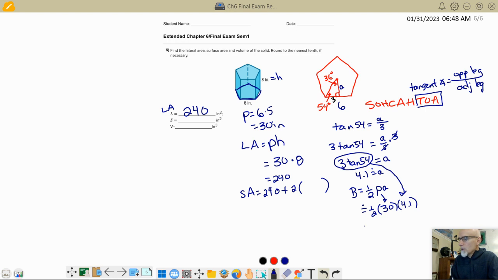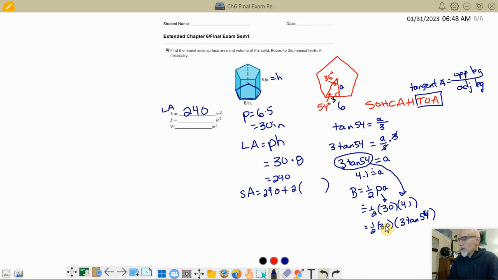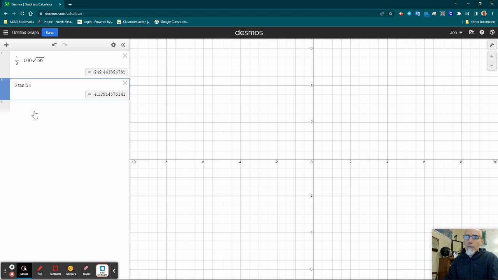So I'm really going to put on Desmos 1/2 times 30 times 3 tangent of 54. Okay, that's a 4 right there, doggone it. Okay, so here we go. Hey, I already got the 3 tangent 54. What do I need? I need a 30 in front of it, and I need a 1/2. Now, the safest thing to do is to make it look exactly like I've got it written over there. So I'm going to put in parentheses here a 30, right? That was the perimeter. And then the formula is 1/2. So I'm going to put a 1/2 in front. This should be the area of my base, 61.9.